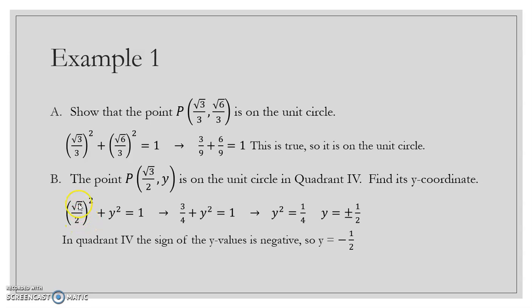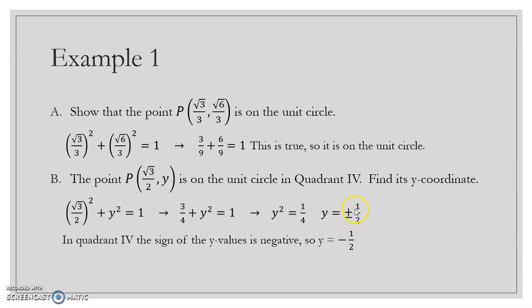So what I did is I did the square root of 3 over 2 squared plus y squared equals 1. So I squared this part to get 3 over 4. Again, when you square a square root, the square root symbol disappears and you just keep the radicand. And then it's over 2 squared, which is 4. Then I subtracted 3/4 on both sides, and 1 minus 3/4 is 1/4. Then I took the square root on both sides, so this is plus or minus 1/2.